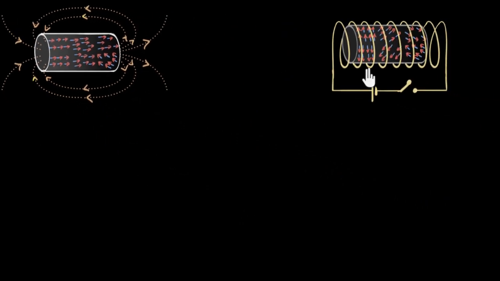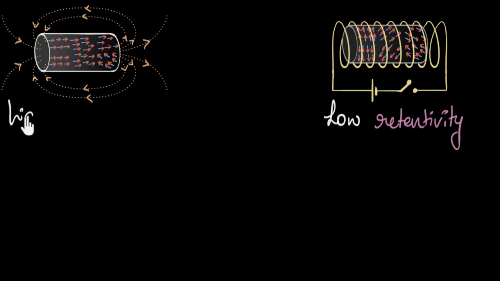So what's the big difference we find between these two? We see over here, this has low retention, meaning it can't retain its magnetization. This one has a very high retention, it can retain its magnetization. And so we write this has low retentivity, and this other one has high retentivity.